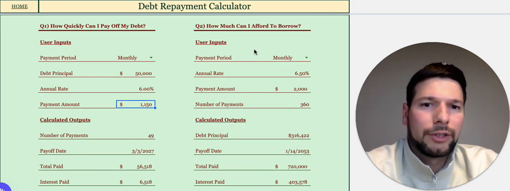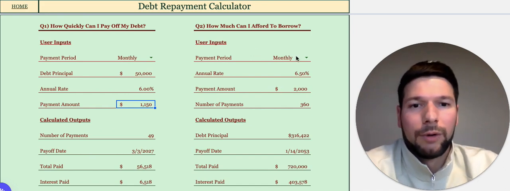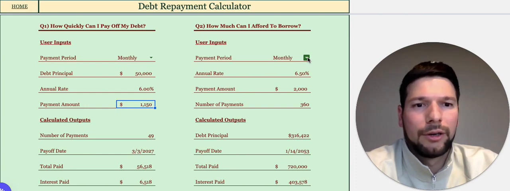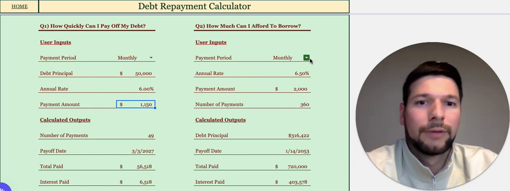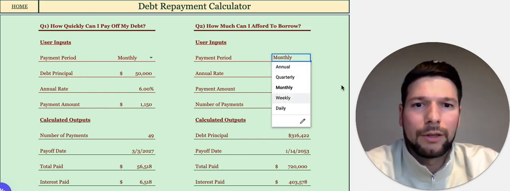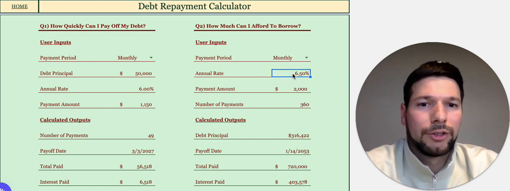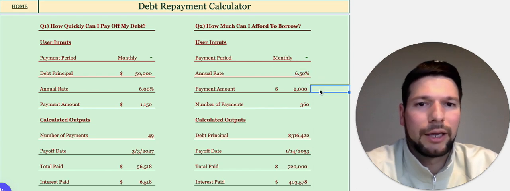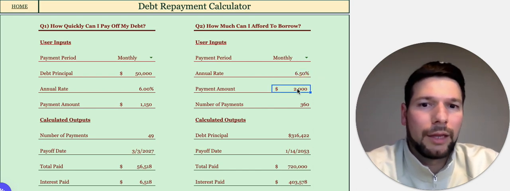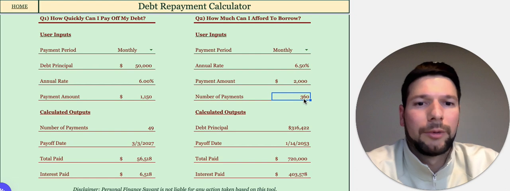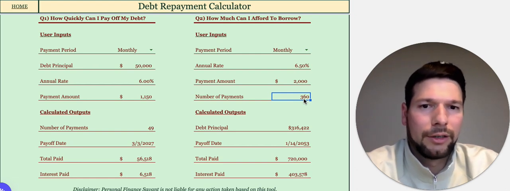Now, the other important question is you haven't borrowed money yet. You want to know how much you can afford to borrow. And a great example here is you're going to take out a mortgage, and you want to know how much mortgage can I actually afford. So let's say your interest rate you're expecting on your loan, which is pretty close to where we're at in January 2023, is about 6.5% on that loan, and you want to be able to afford $2,000. That's what you can afford. And the number of payments typically on a mortgage is 30 years or 360 months. If you want to do a 15-year mortgage, you could cut that in half.